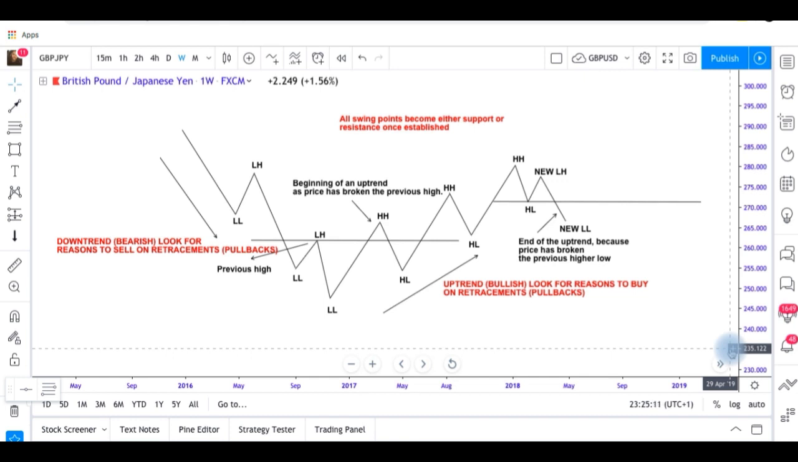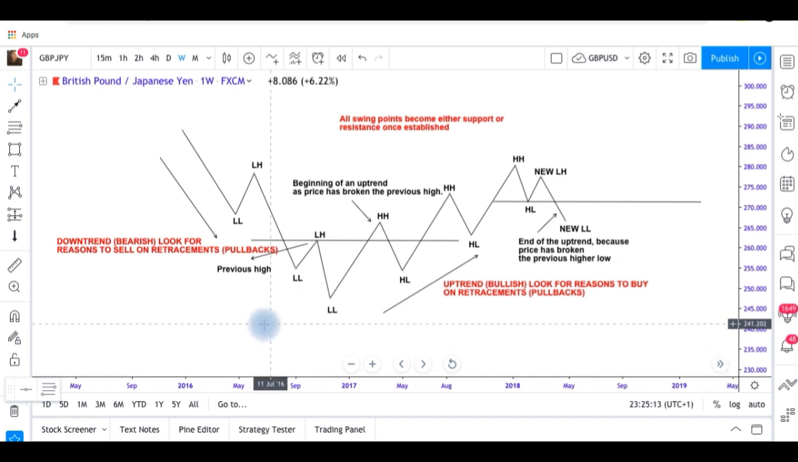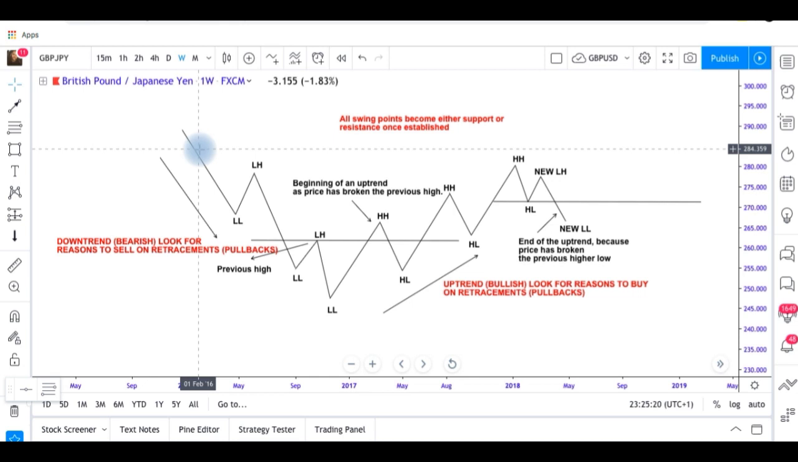Now, you can see on this example here that we were in a downtrend. A downtrend is when we're bearish, and bearish basically means we're looking for reasons to sell. We're not looking for reasons to buy at all on the higher time frame. We're actually looking for reasons to sell.